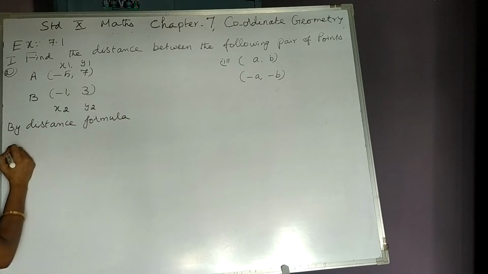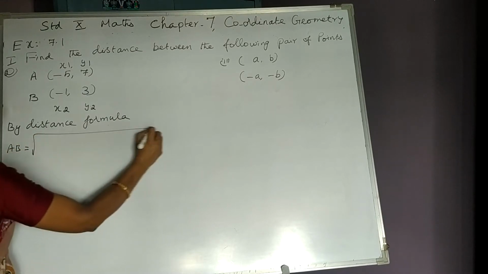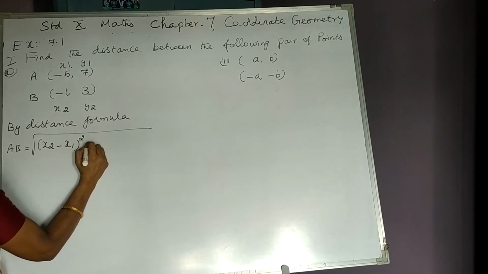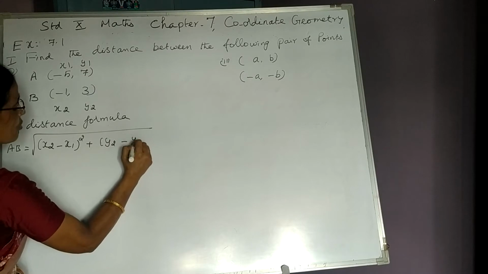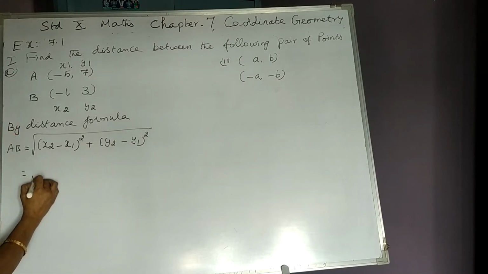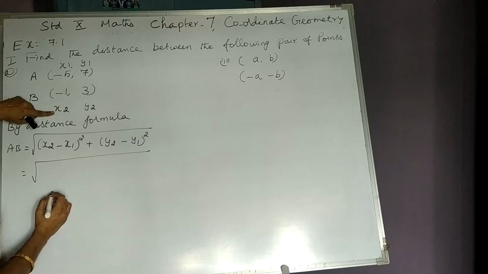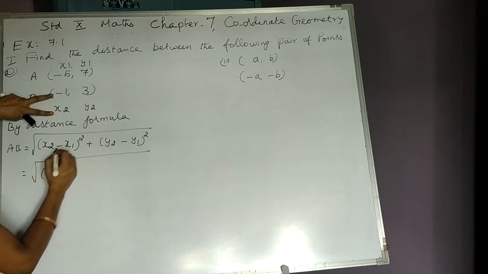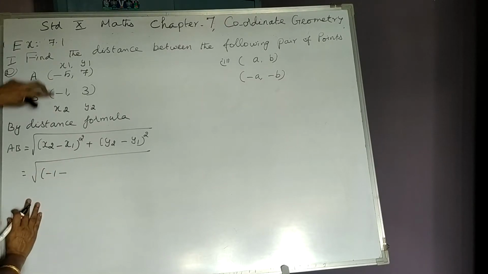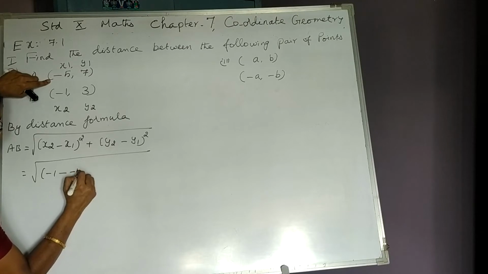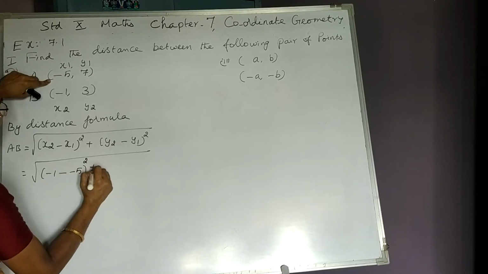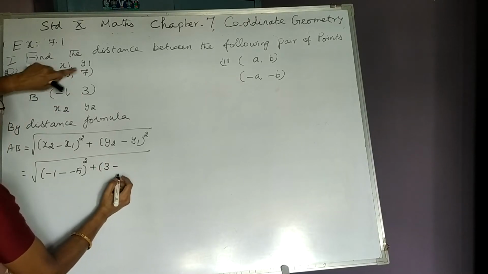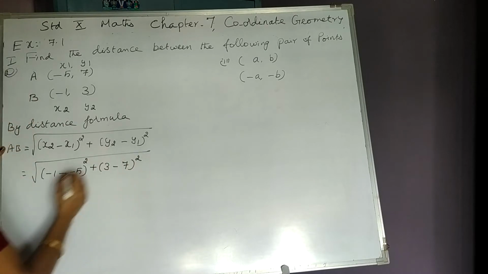now we should remember what is the distance formula. We had seen it is AB equals square root of (x2 minus x1) the whole square plus (y2 minus y1) the whole square. I substitute the value of x2. x2 is -1. So in the place of x2, we substitute -1. Minus is there, so I copy minus. x1 is -5, right? Square plus y2. y2 is 3 minus y1. y1 is 7, its whole square.